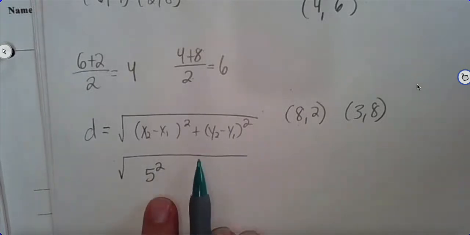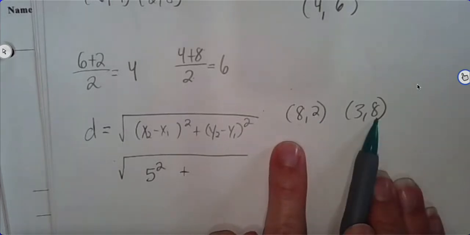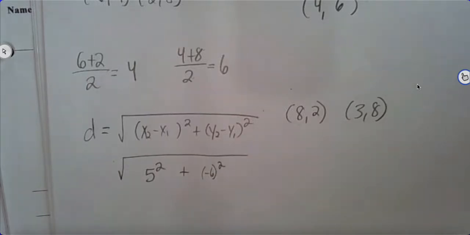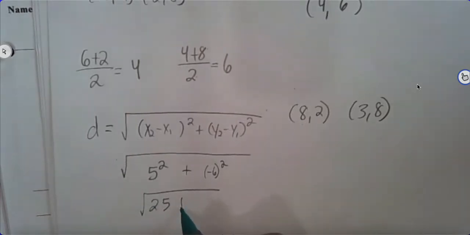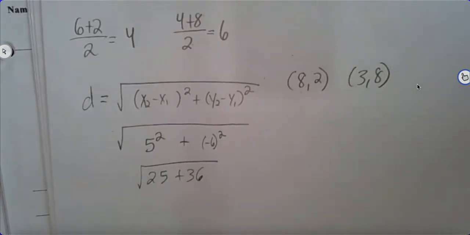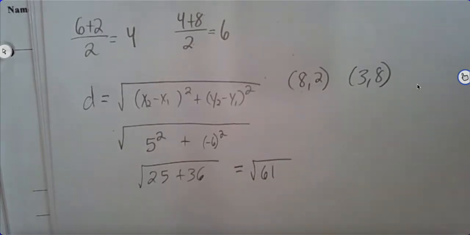Then I'm going to bring down my plus sign. I'm going to do the same thing. I'm going to subtract my y's. What's 2 minus 8? Negative 6. But watch, when I square that in a second, your negatives have to go away. So, what's 5 squared? 25. And what was 6 squared? 36. I know it says negative 6, but when we square it, it's going to become 36. Then, and you can do this in your calculator, what's 25 plus 36? 61. And then I've got the square root of 61. I have no idea what that is. I know it's close to 8, because I know it's close to 64.